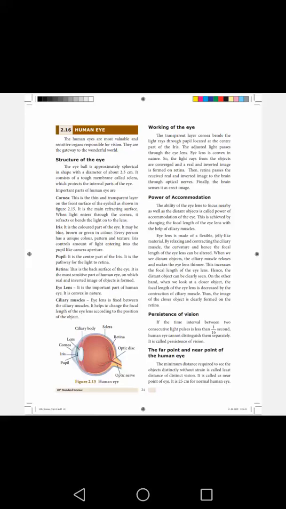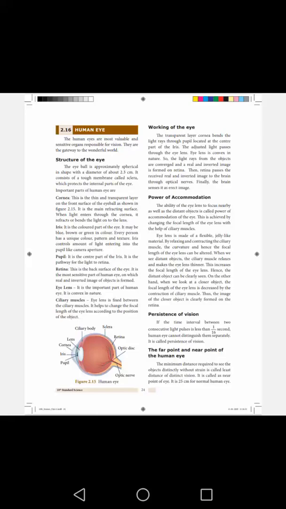Morning, students. Now I enter into the new topic, the human eye. So what is a human eye? The human eye is the most valuable and sensitive organ. It is responsible for vision. This is the gateway to the wonderful world. This is the human eye.